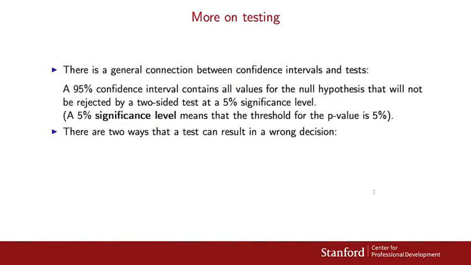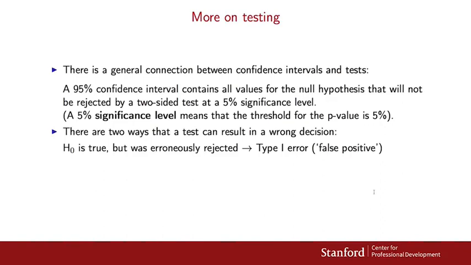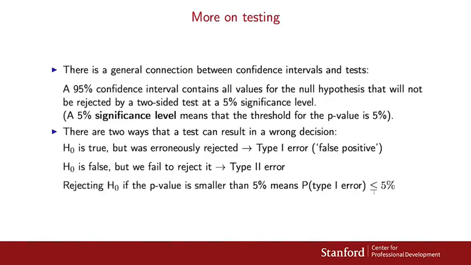Finally, keep in mind that there are two ways that a test can result in a wrong decision. It may be that the null hypothesis is true, but we erroneously reject it. This is called a type 1 error, or you may know it under the name false positive. The second type of error, which is called type 2 error, occurs if the null hypothesis is not true, but we fail to reject it. Remember, the standard rule for rejecting a null hypothesis is when the p-value falls below 5%. If that's the rule, that means that the probability of a type 1 error is at most 5%.